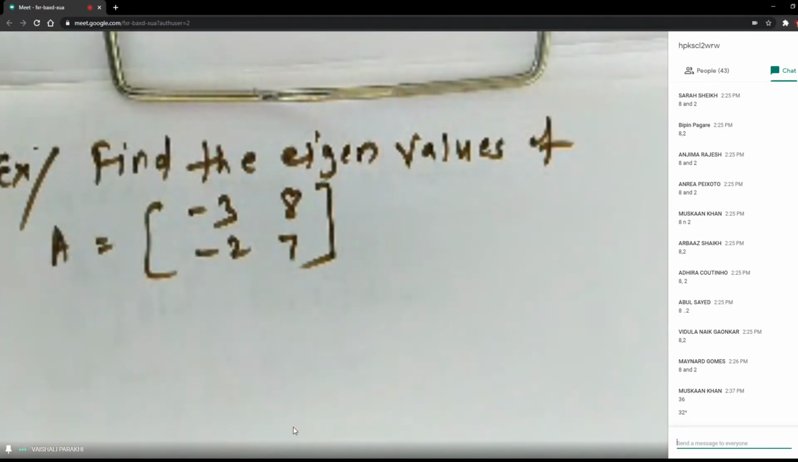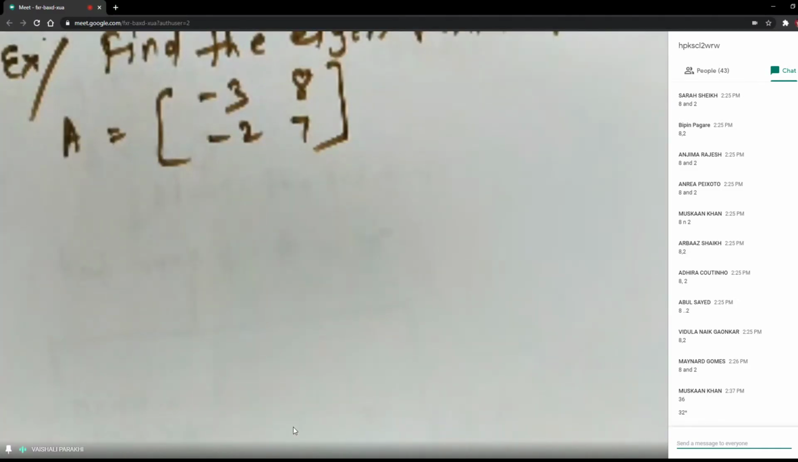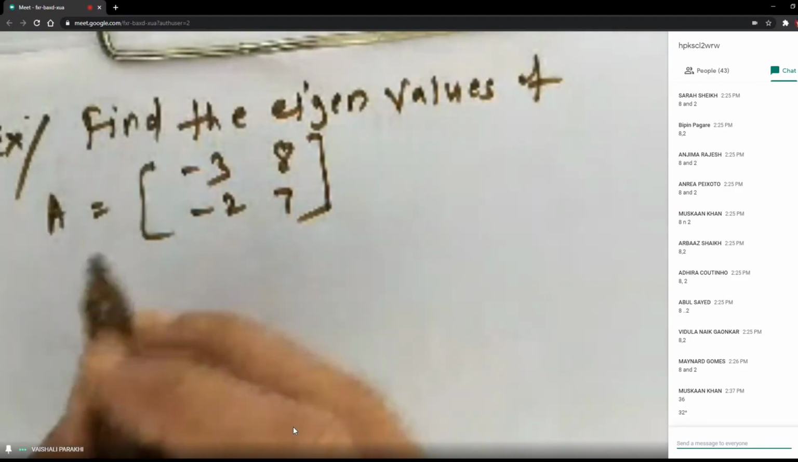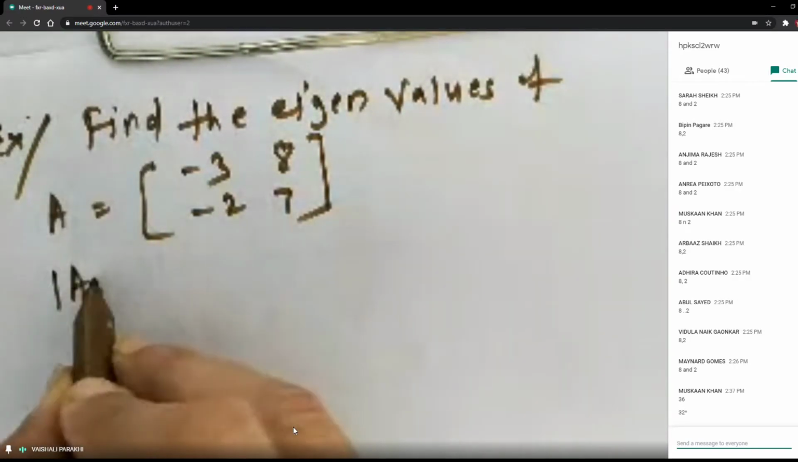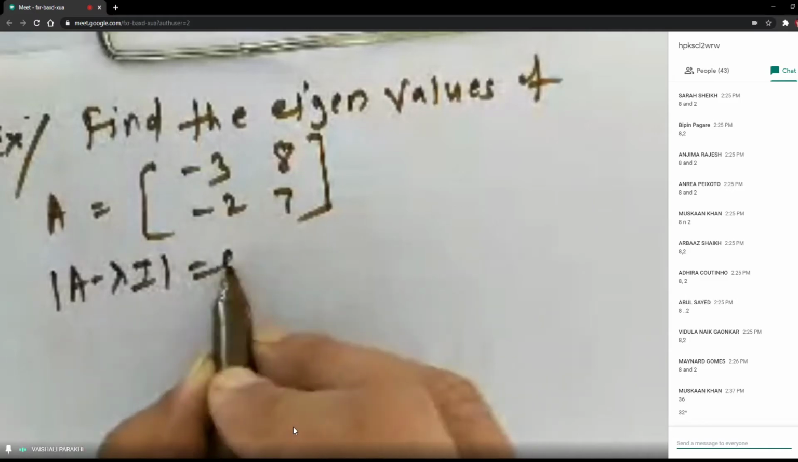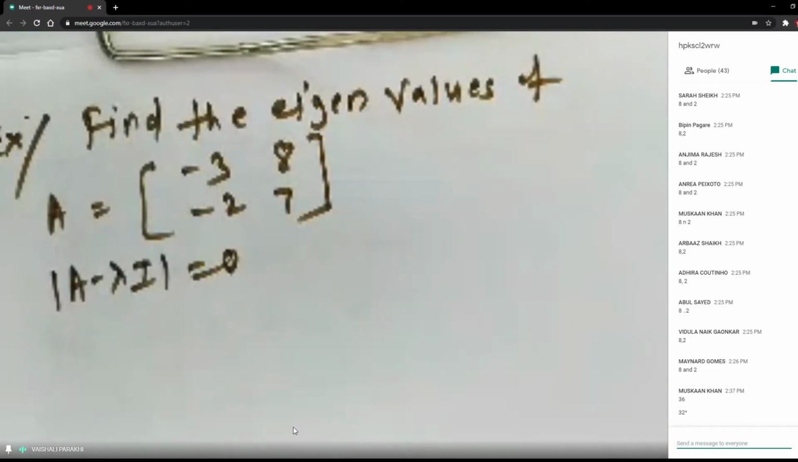Okay. So this is a simple 2 by 2 matrix. So quickly you are going to get it. What is the first step, students? Now see, the shortcut method which I gave you is applicable for only a 3 by 3 matrix. Here you have to use the traditional steps. What is the first step, students? Determinant of A minus lambda I is equal to 0. This is your characteristic equation, right?